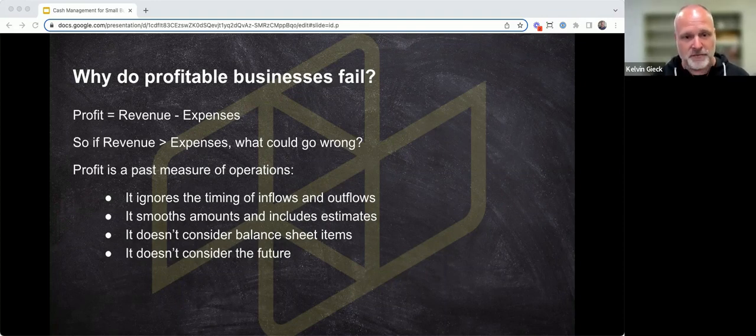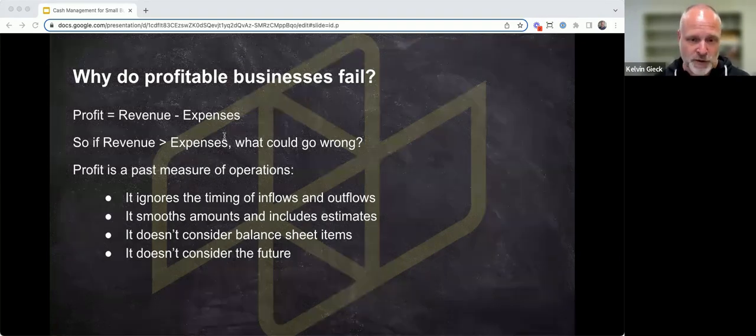If we look at profit at a very simple level, it is simply your revenue less your expenses. And so profitable businesses have more revenue than they do expenses. And this means that as they operate, they should be bringing in more cash than they are spending. But of course, if that's the case, then how can profitable businesses fail? And that's because when you really look at profit, it's simply a past measure of how much excess cash a business should be generating from operations. And so it's an accounting measure.